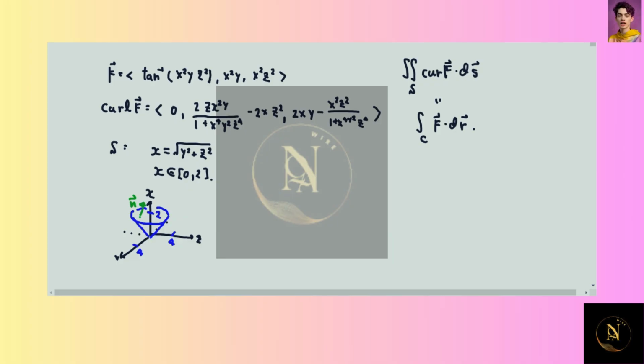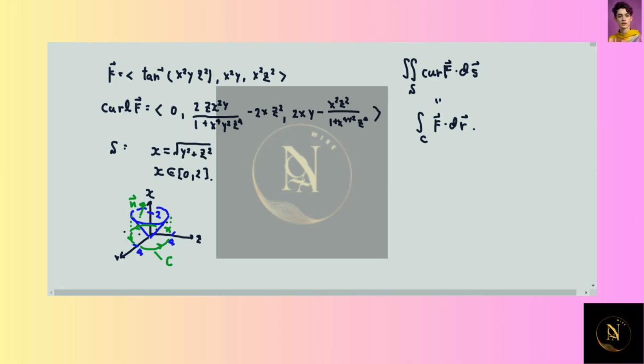We have a cone, and we can project this cone onto a plane, which I like to choose the YZ plane right here. It's going to be a circle with radius 4. Okay, that's going to be my C.